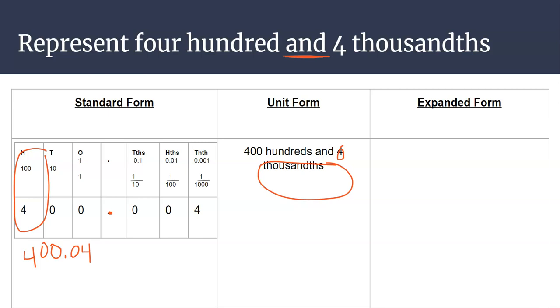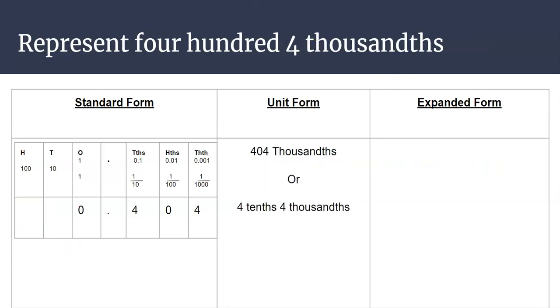Now, how would I express this in expanded form? So I have 4 copies of 100, plus 4 copies of 1 thousandth. So now I'm going to go ahead and represent 400 4 thousandths.